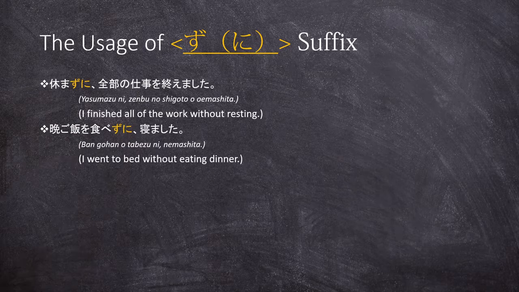Now, our second example illustrates this further, and it goes as follows. Bangohan o tabezu ni nemashita. I went to bed without eating dinner. So once again, action A, bangohan o taberu, has been negated with zu ni so that action B, neru, could be achieved.